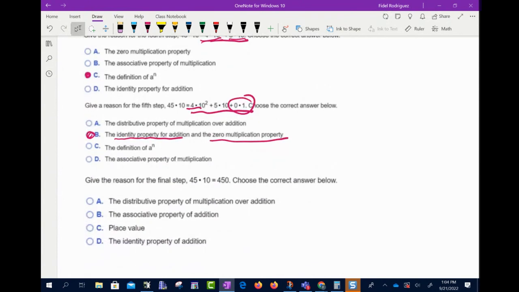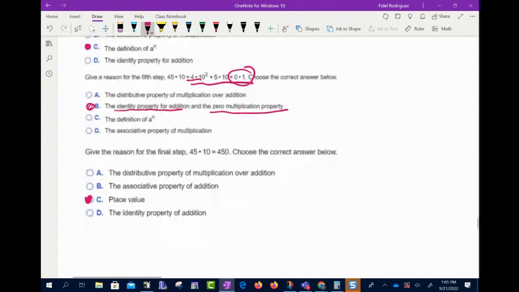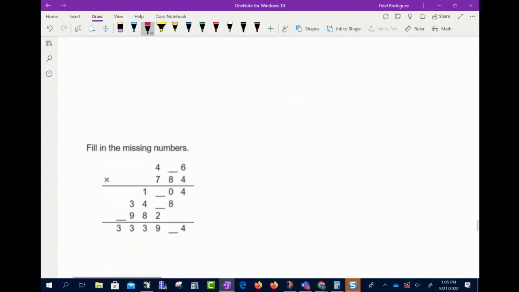Okay. And finally, 45 times 10 is 450. That is just my place value again, right? 45 tens, 450, that's just my place value again. Okay, so I'm just kind of going through the process, understanding which one of those properties are doing what.